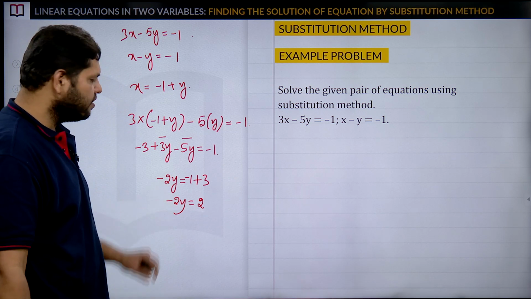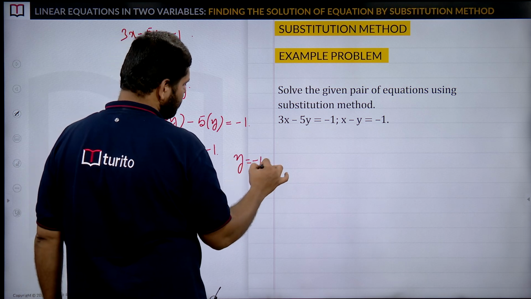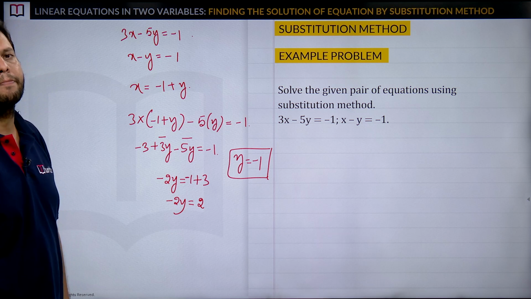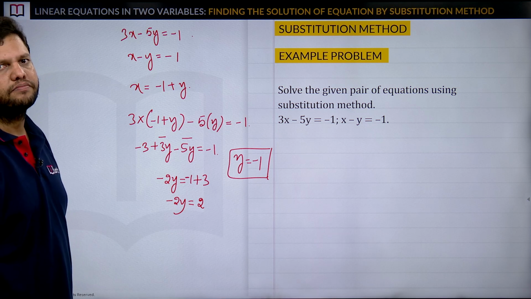Okay, so minus 2y is equal to 2. Then y is equal to what is the value, children? y is equal to minus 1. Okay, we got y is equal to what? Minus 1 is the answer.